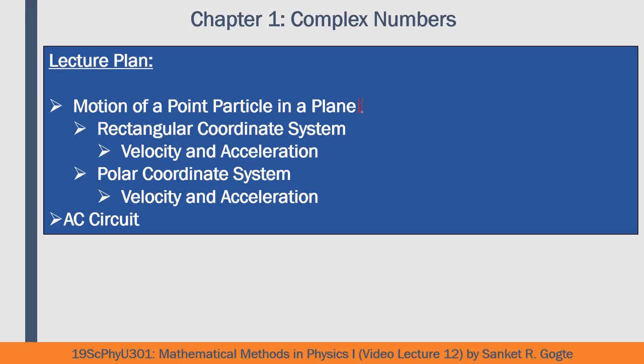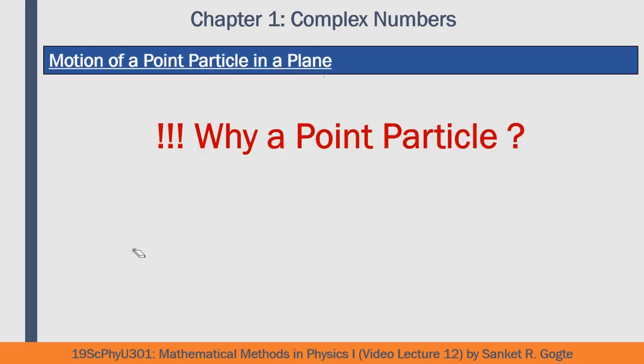We will write down the relation for the position vectors, their velocity and acceleration in rectangular coordinate system and in polar coordinate system, plane polar coordinate system. The second application that we want to discuss is for AC circuit, where we will use complex number to represent an AC circuit. Let's begin by discussing the first application, motion of a point particle in a plane.